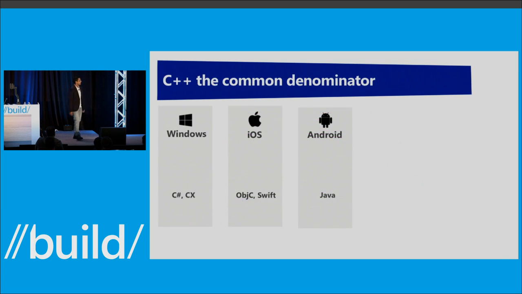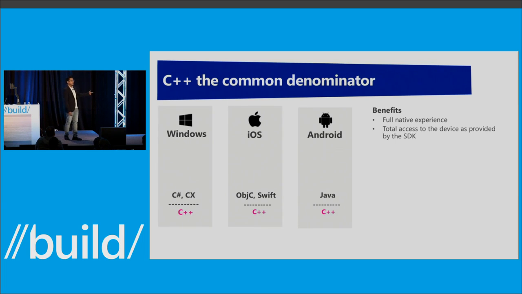Now, C++ from a language perspective is supported on all these platforms. If I write my cross-platform code, let's say the business logic of my application, in C++, and have a lightweight UI on top of that in the platform language, then I can still get the benefits I want of a full native experience. I get the platform SDK. I get total access to it, so I can access any of the APIs.